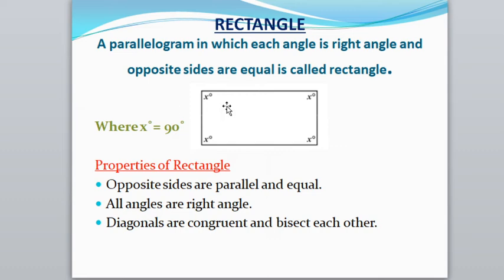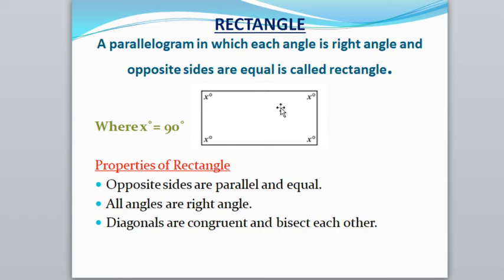So here in this figure it is a rectangle. Why it is a rectangle? This is a quadrilateral which is a rectangle. Why? Here these two sides are opposite sides and they are equal to each other. Then these two sides are opposite to each other and they are equal. It means in a rectangle opposite sides are equal to each other.